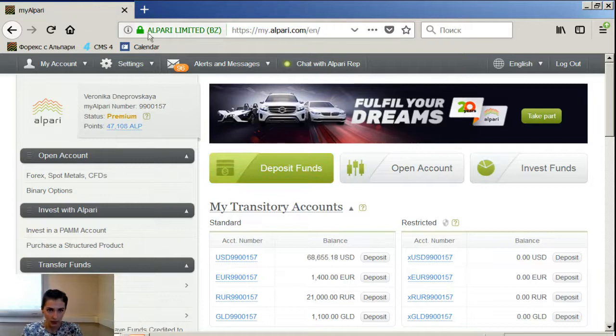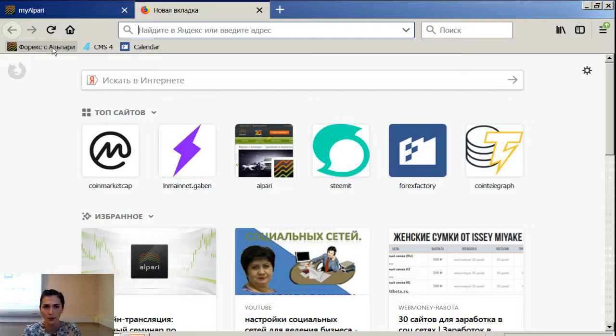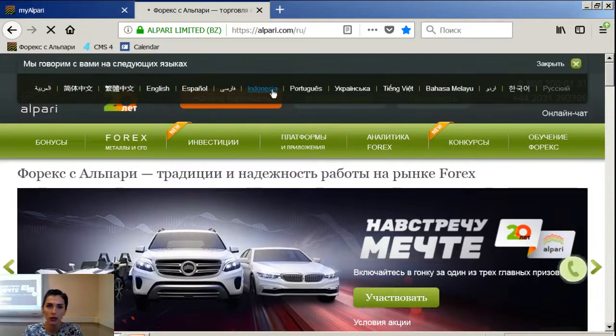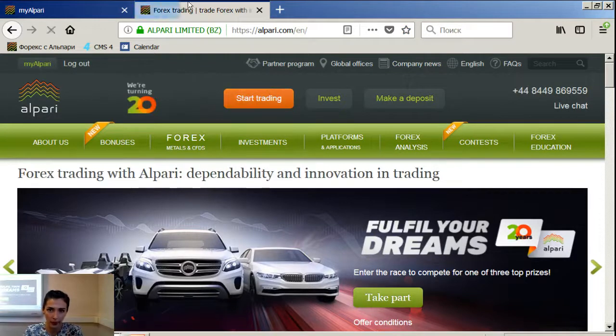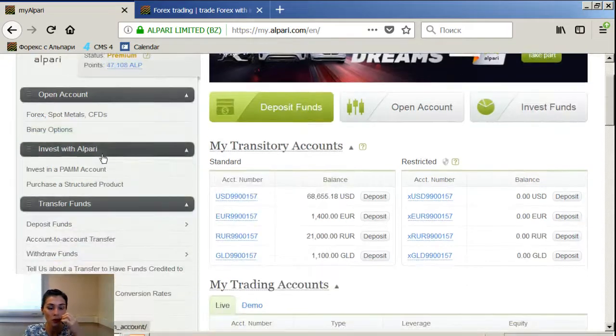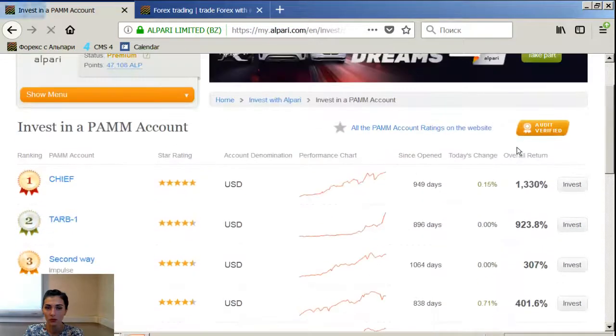As I said, we can invest in the PAMM account through the company website or through the Alpari. So to invest through the company website, you should open the Alpari and find in the left drop-down menu, invest with Alpari, invest in a PAMM account tab.